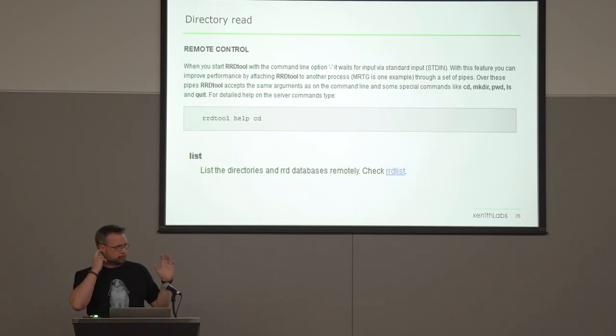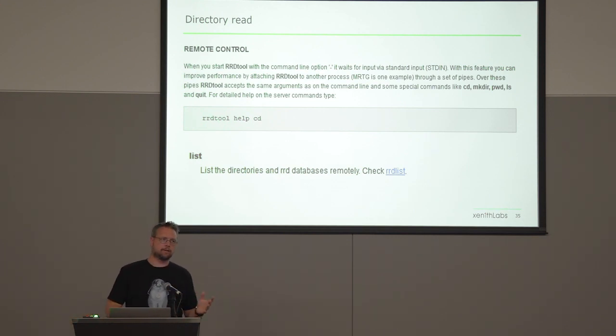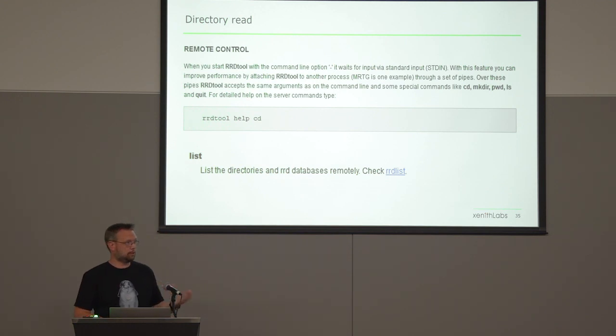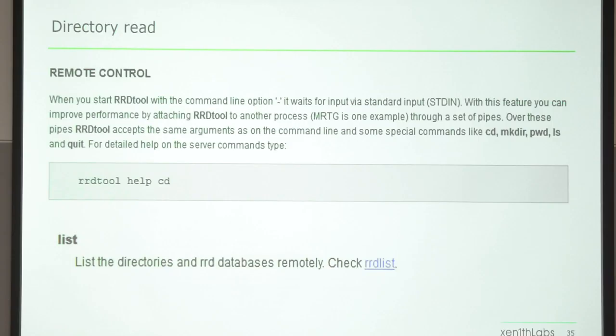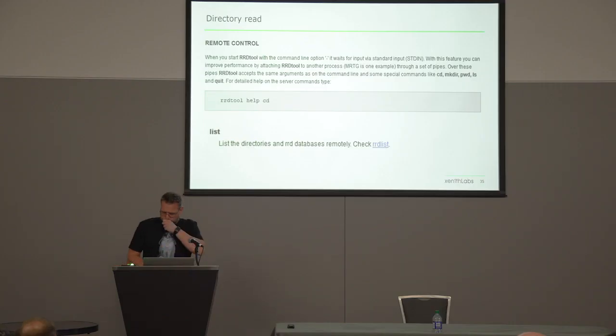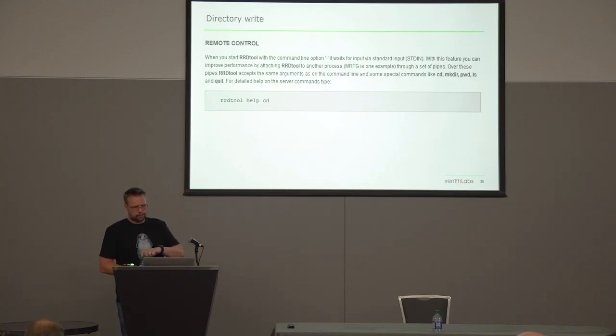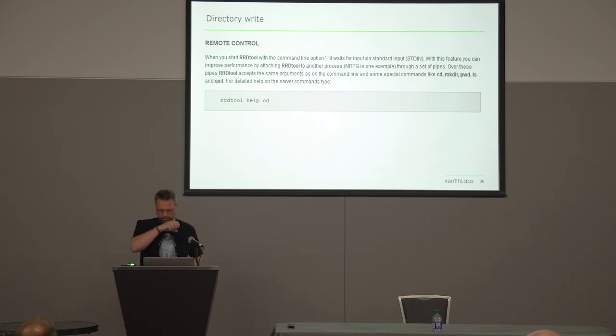Directory read. We already saw ls works. Now ls doesn't take any arguments, so you have to combine it with cd to go to wherever you want. Or you can do list. List will let you give an argument, but it only lists directories and RRD databases in that directory. So it doesn't list all of the files. Directory write just comes back to the standard remote control functions, like cd and ls. We have mkdir, so we can create a directory and then enter into that directory.